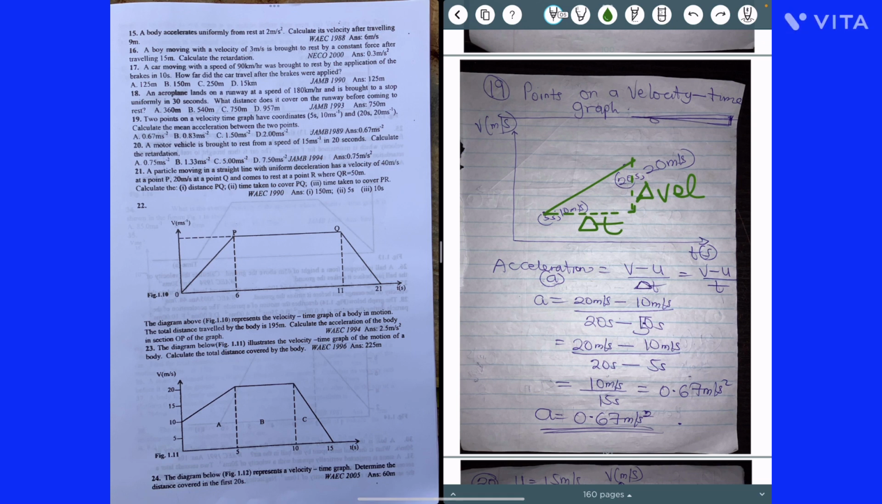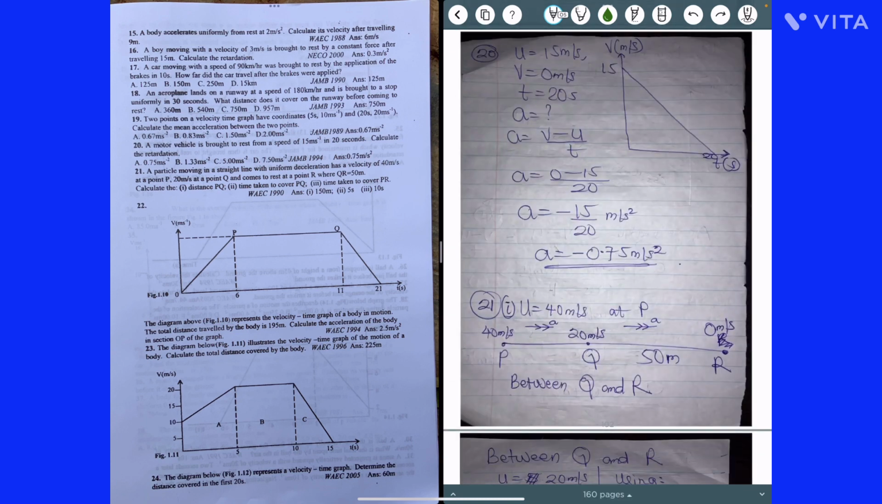So I'm going to do v2 minus v1, that's 20 minus 10, and t2 minus t1, that's 20 minus 5. 5 seconds is the initial time, and the final time is 20 seconds. So that will give me 10 meters per second over 15 seconds, and that gives me my acceleration. So take note of that.